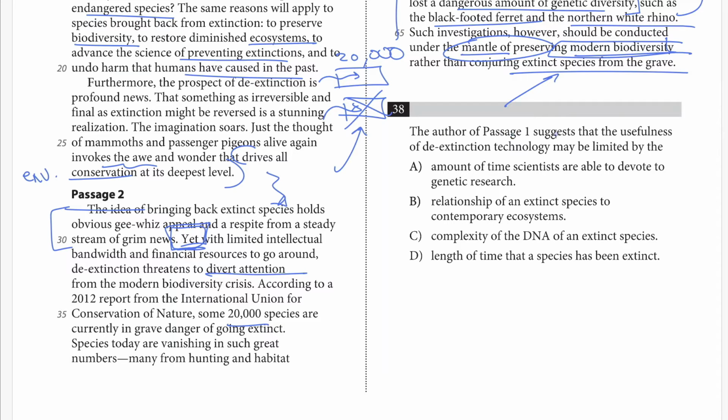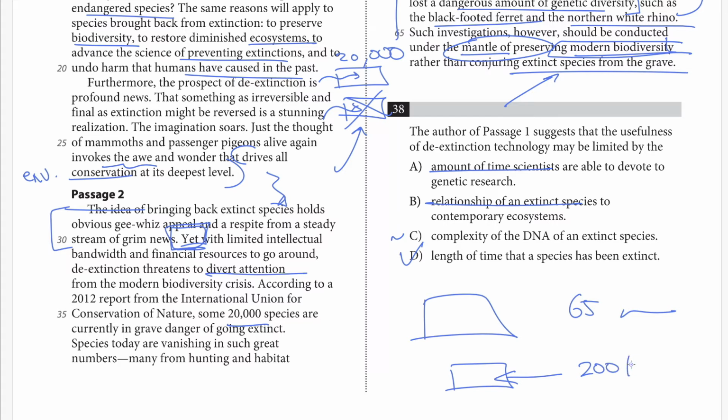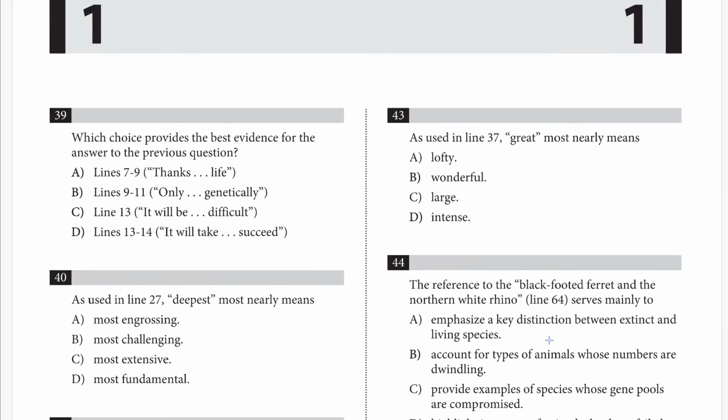So the author of passage 1 suggests that the usefulness of this technology may be limited by what? The amount of time they are able to devote? No, that's not true. Relationship of an extinct species to the... never talked about this. Complexity of the DNA, maybe something sounds similar. And length of the time that a species has been extinct, yes, this is the one. Because remember, the dinosaurs have been extinct for 65 million years. You can bring back from the dead the things that are only 200k years, not 65 million, because their DNA is there in the fossils, but it's totally corrupted, and we don't have that much technology. Okay, so that's why D is your correct answer.